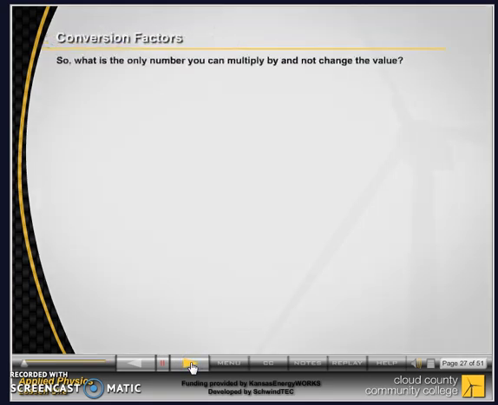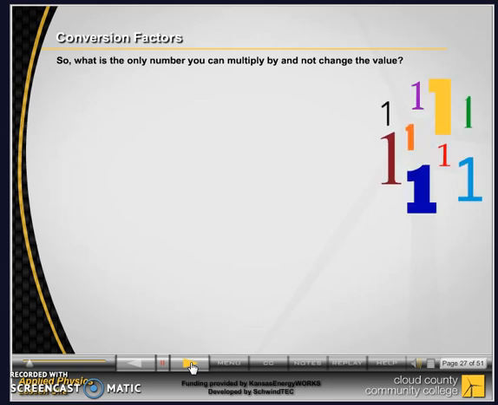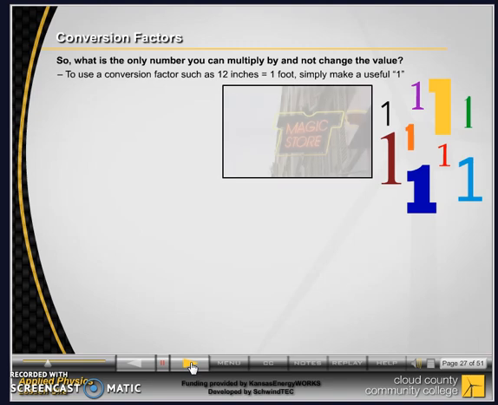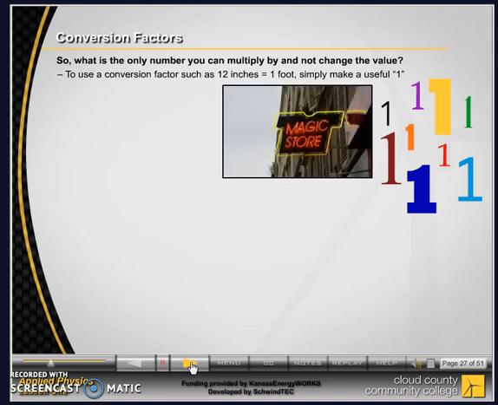So, what is the only number you can multiply by and not change the value? The answer is 1. Any quantity multiplied by 1 is unchanged. To use a conversion factor such as 12 inches equals 1 foot, simply make a useful 1 and multiply by it. No, it doesn't come from the magic store, but it is useful like magic.